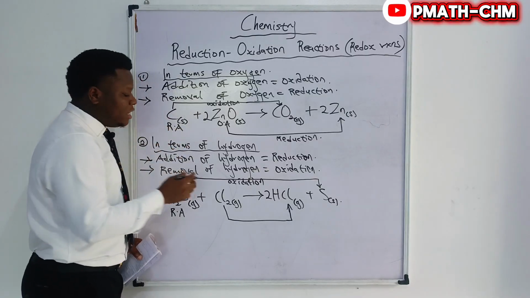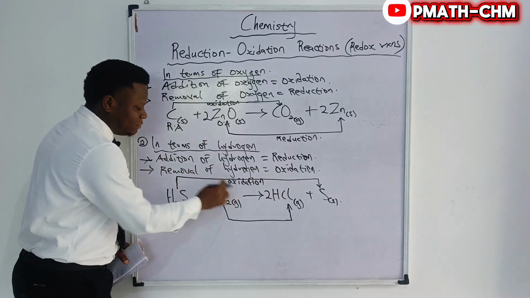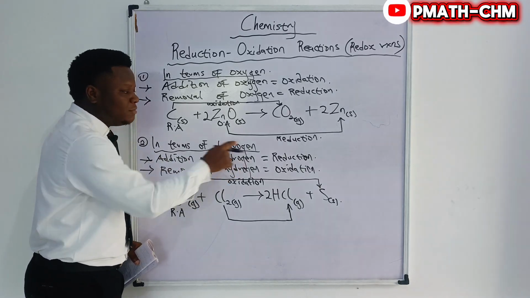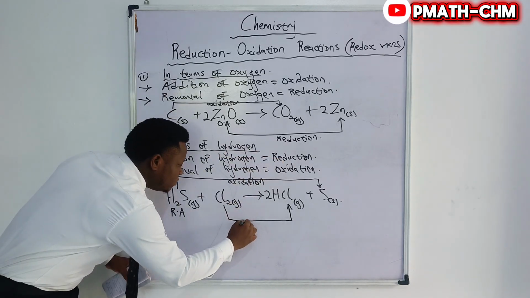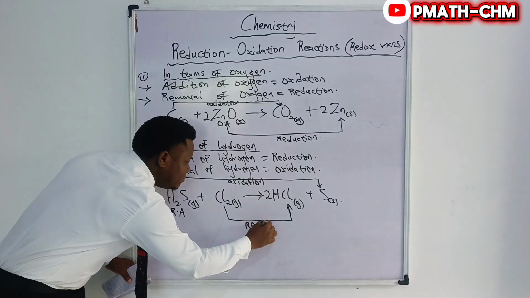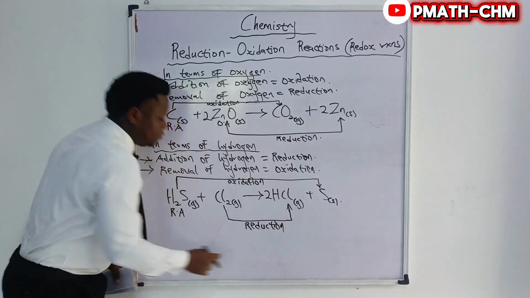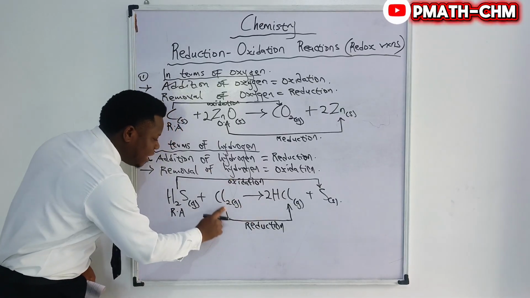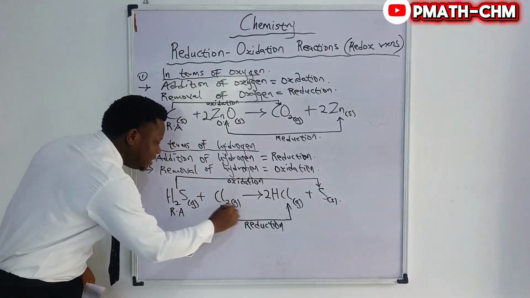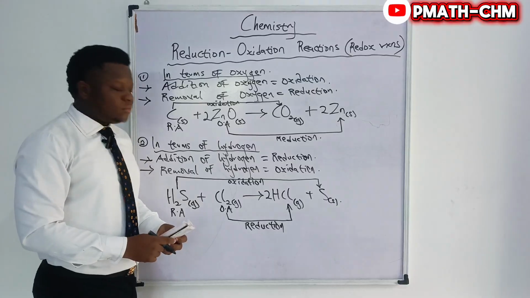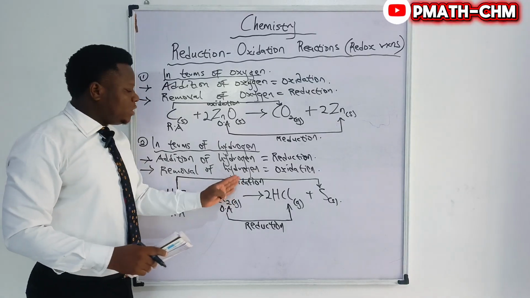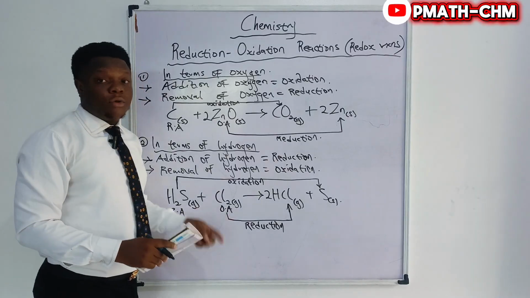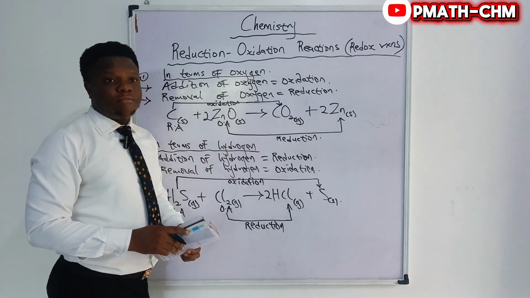So what can we say? It means hydrogen was added to this chlorine gas. And addition of hydrogen is known as what? Reduction. So it means chlorine was reduced. Now remember that the substance that is reduced becomes your oxidizing agent. So that is how you know which substance is oxidized, which substance is reduced, and then your reducing agent and your oxidizing agent.